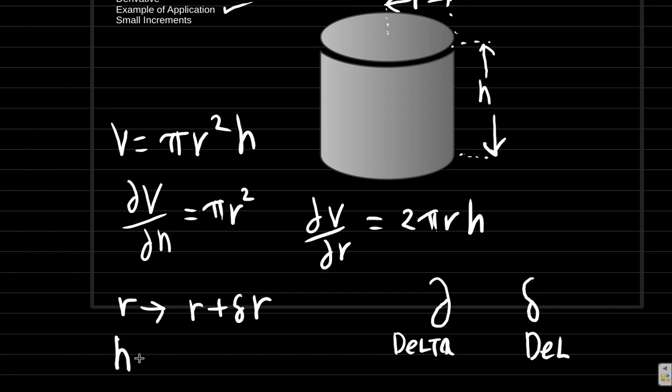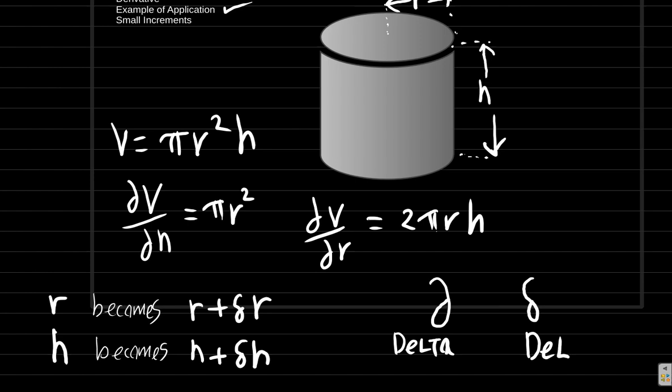As for h, it will change and become h plus a small change in h, del h. Right? So you see that using the arrow would not be appropriate here, because the arrow generally implies that. So let me write the word. This becomes, so r becomes r plus del r, and h becomes h plus del h. Alright, so you see that.